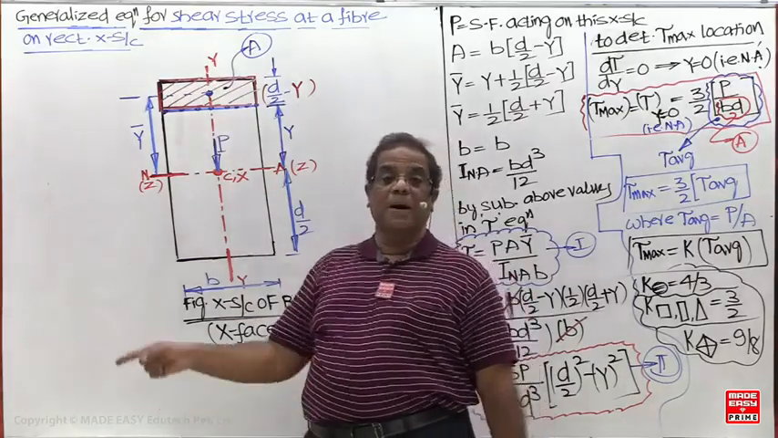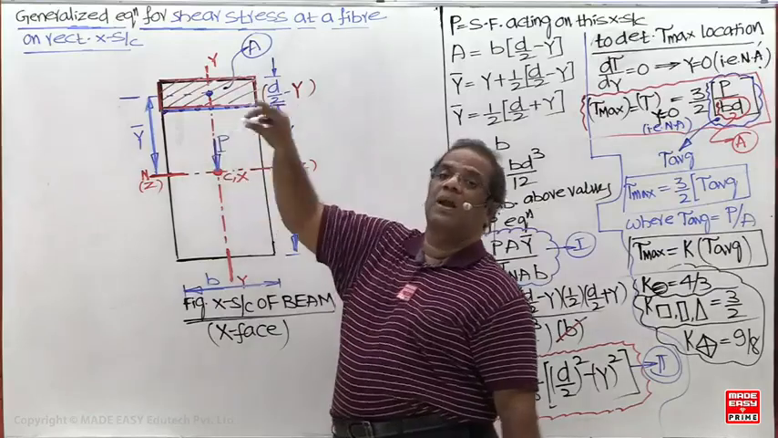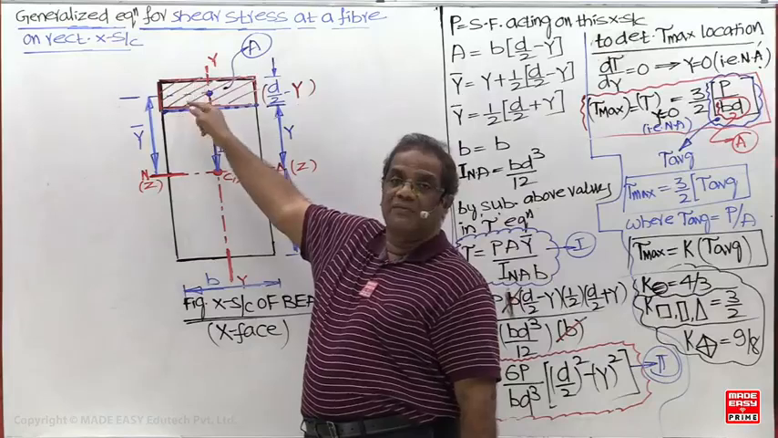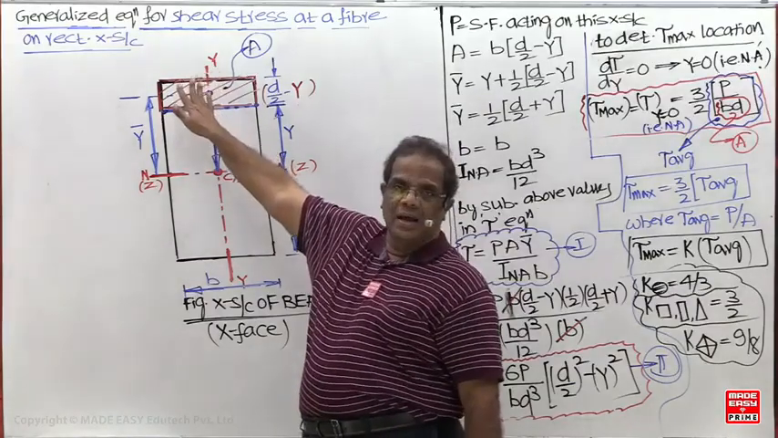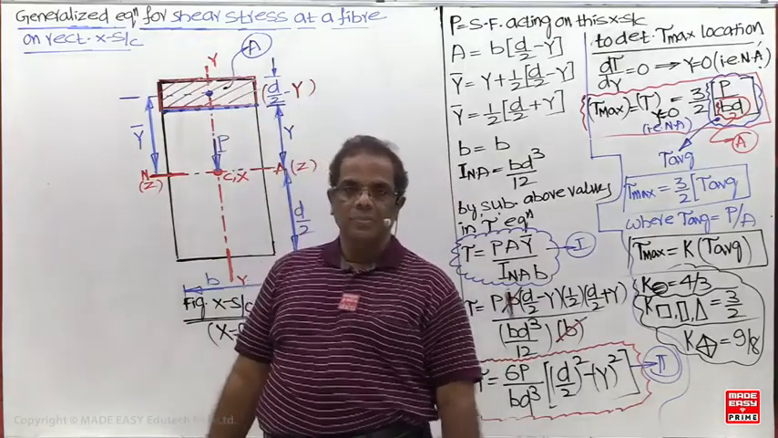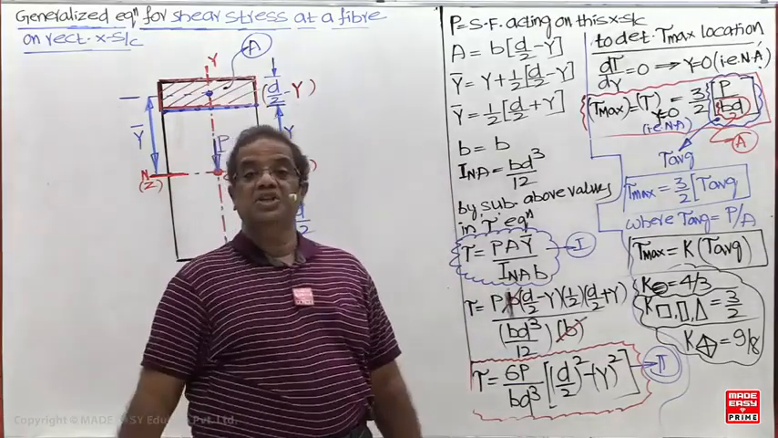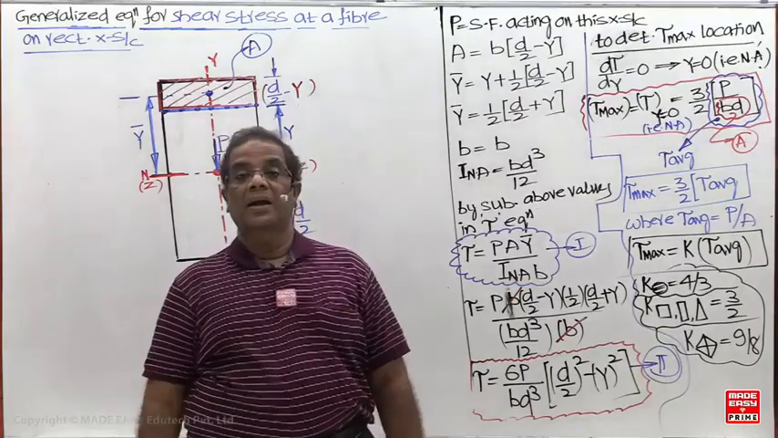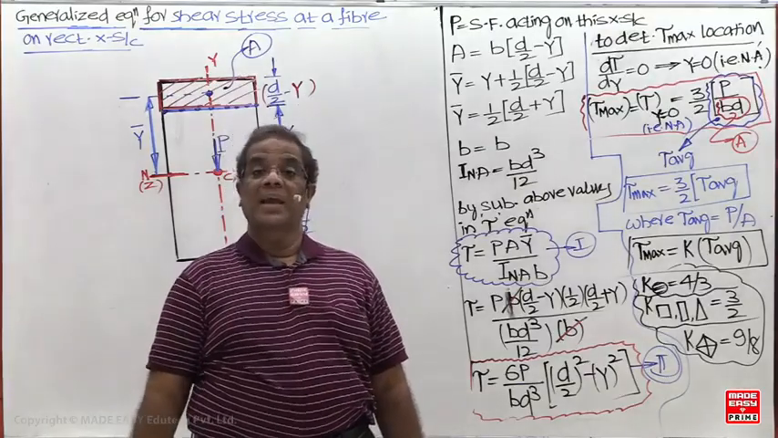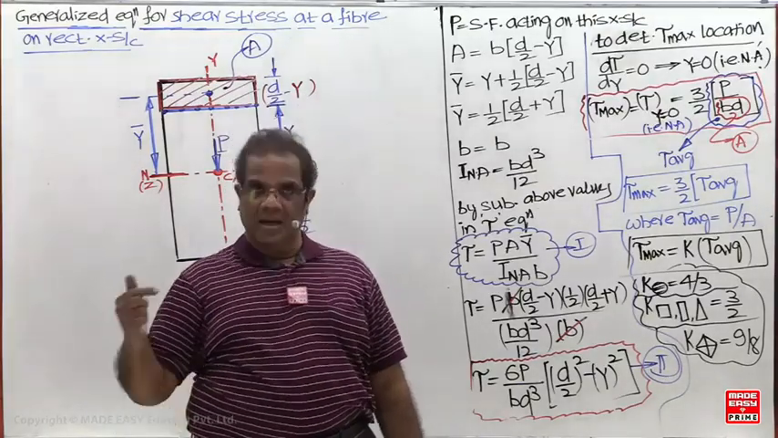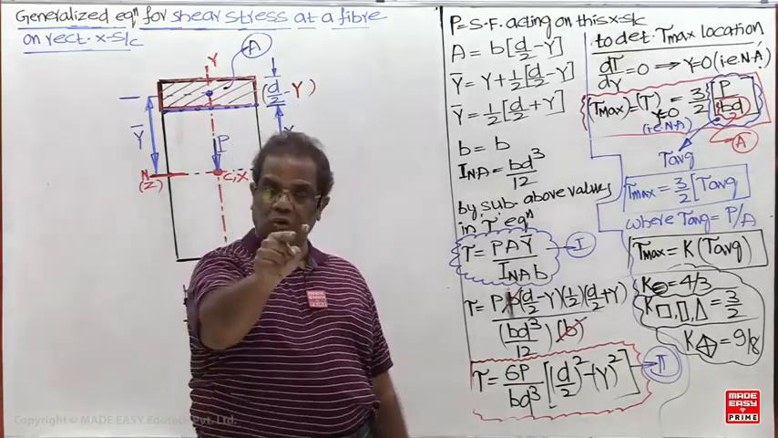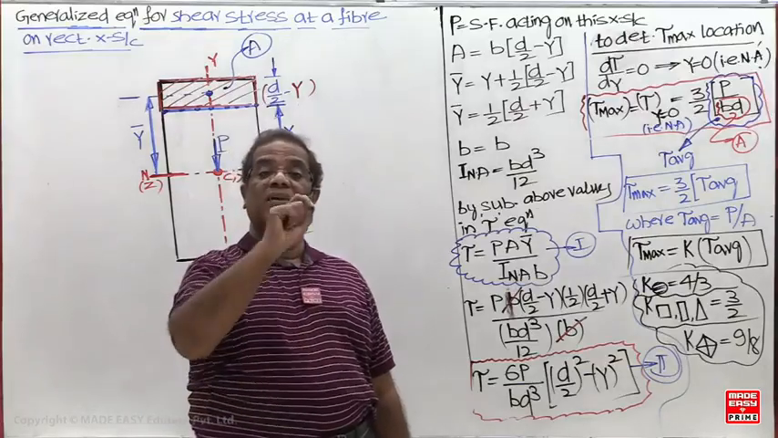Bending stress perpendicular to the cross section acts along the axis of the beam. Shear stress parallel to the cross section acts in the y direction, so it is tau xy. Next, bending stress varies linearly, and shear stress varies parabolically. As you go away from the extreme fiber, bending stress will increase and shear stress will decrease. At the extreme fiber, bending stress is maximum and shear stress is 0.